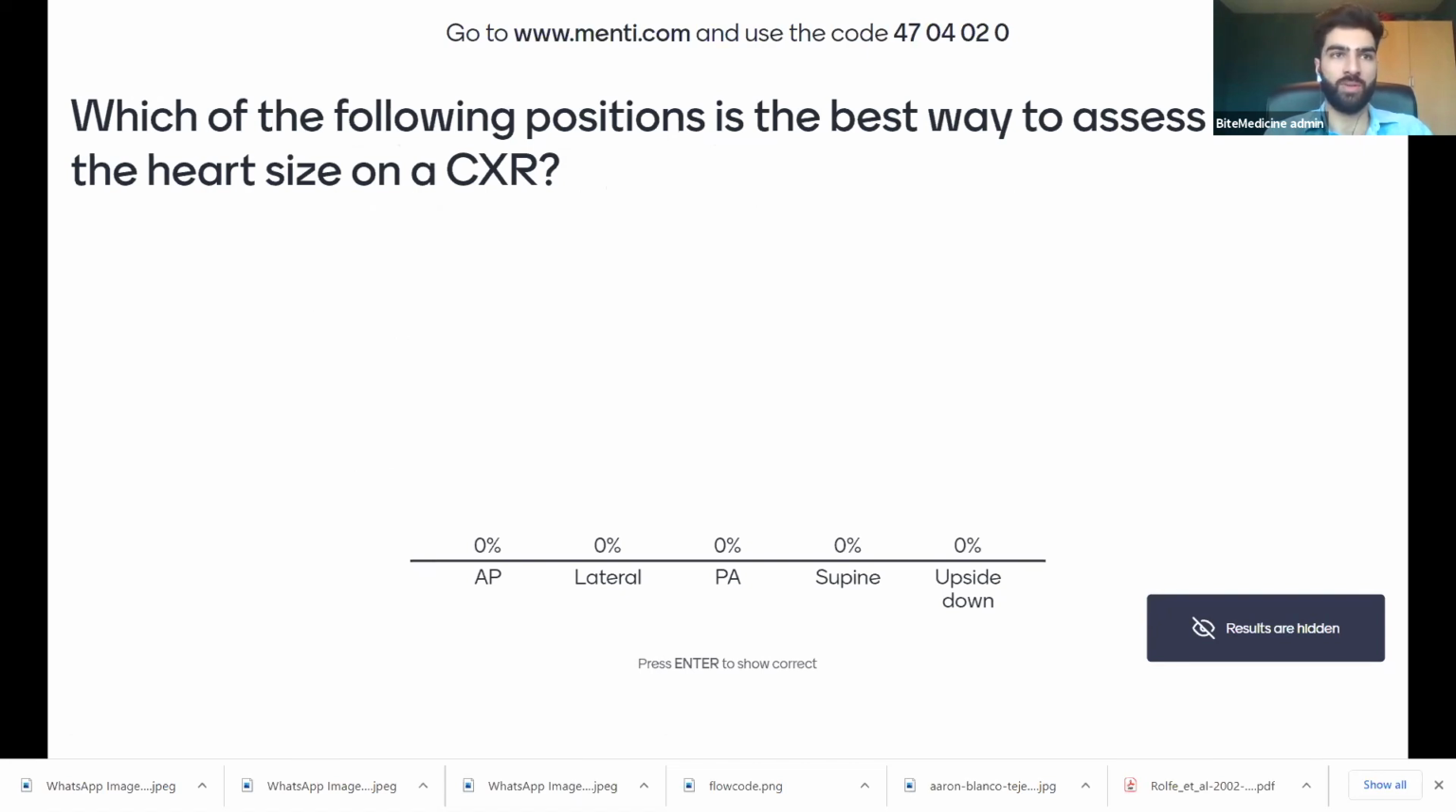Let me just look at some of your questions. Not sure if you're going to go through this, but can you explain how to differentiate toxic megacolon from large bowel obstruction? We'll go through that in the next lecture. It's a good question and something we'll certainly cover.